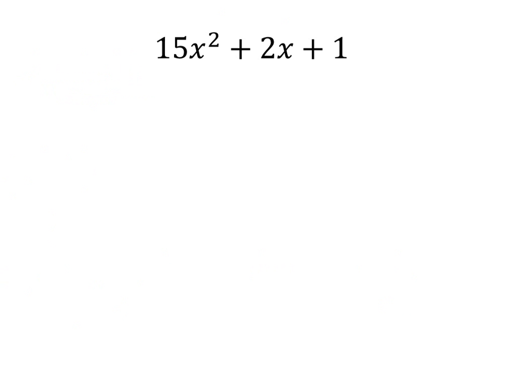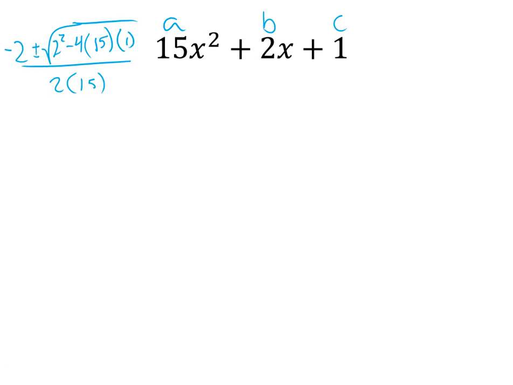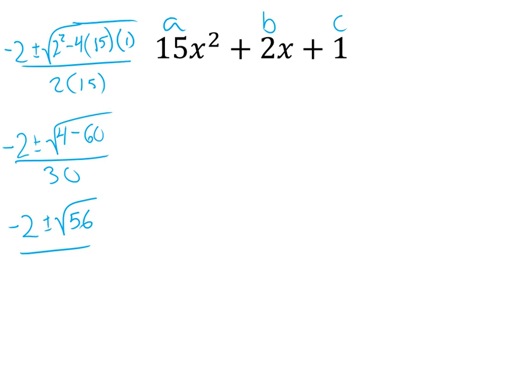Now if we look at this one, your a is 15, your b is 2, and your c is 1. So here you would have negative 2 plus or minus the square root of 2 squared minus 4 times a, which is 15, times c, which is 1, all over 2 times a, which is 15. Now if we look underneath the radical, we end up getting 4 minus 60, all over 30. With this, you see we get a negative underneath the radical, which relates to what we talked about a little bit previously about complex numbers and imaginary numbers.